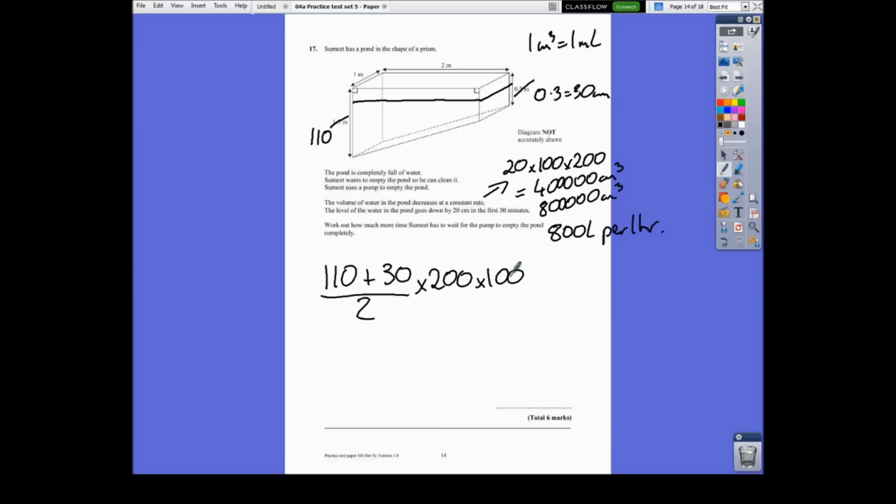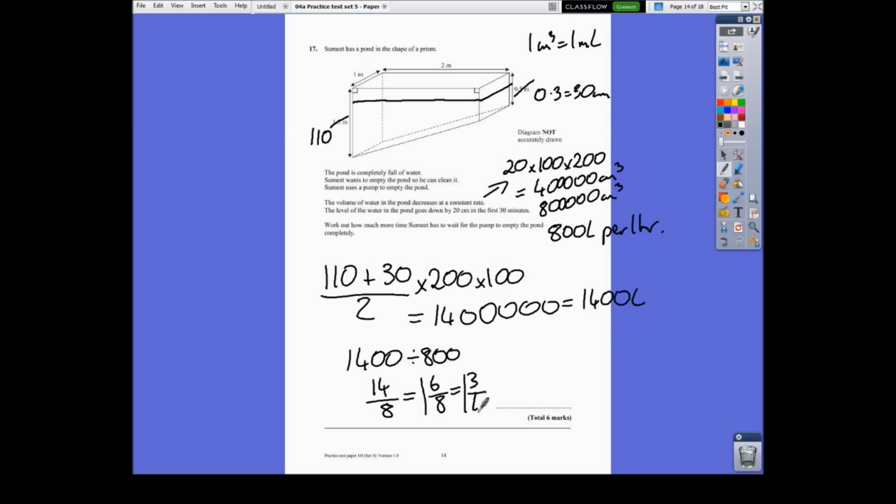So if we multiply all that out, we get 1.4 million. And if we convert that into litres by dividing by 1,000, we get 1,400 litres. So that's how much water is left. So to work out the time, we need to do 1,400 divided by the 800 litres per hour that it's draining at. So to do that, it's just the same as 14 divided by 8, which is 1 remainder 6. So 1 6/8, or 1 3/4. Now to put that into hours and minutes, that'd be 1 hour and 45 minutes.